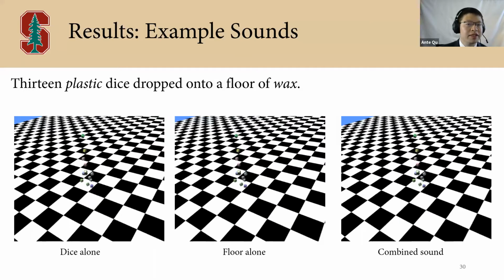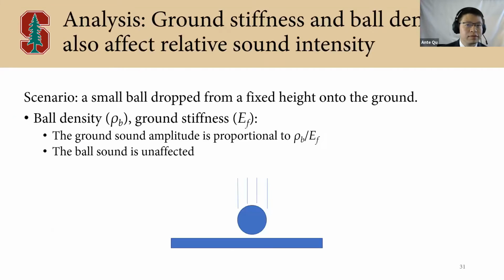Now let's drop plastic dice onto a wax floor. Here's a dice sound. Here's a floor sound. And here's a combined sound. In this scenario, the floor sound is very soft and most of the sound comes from the dice. As you could tell, it depends on the scenario which sound is more dominant.